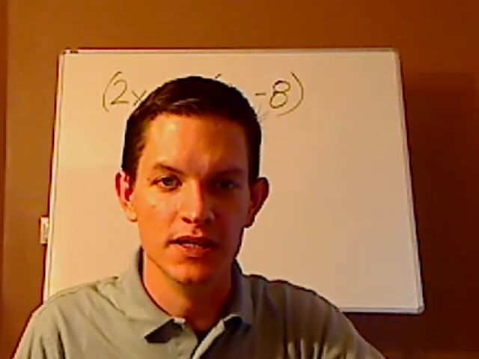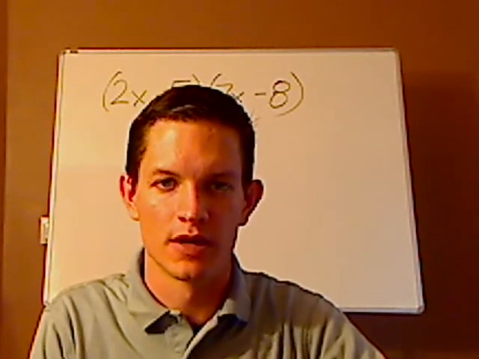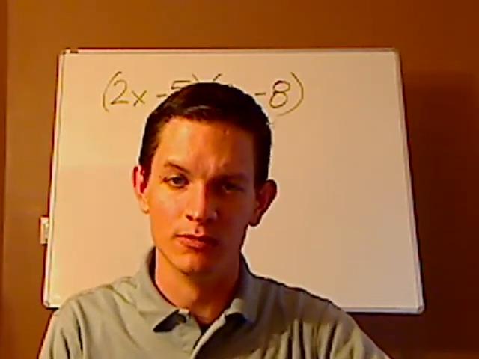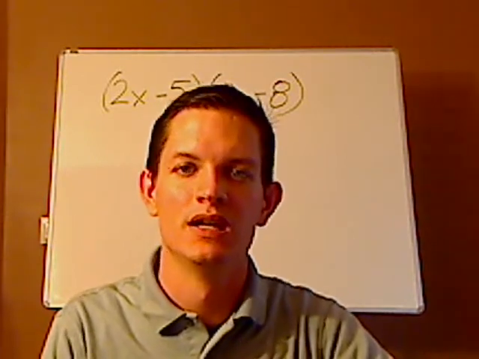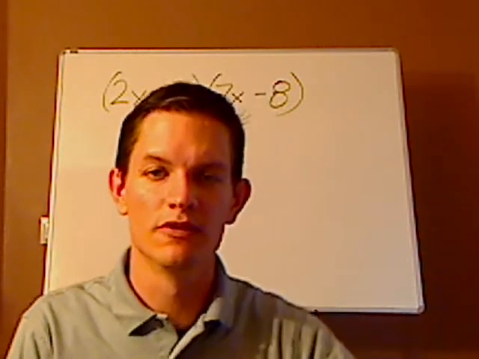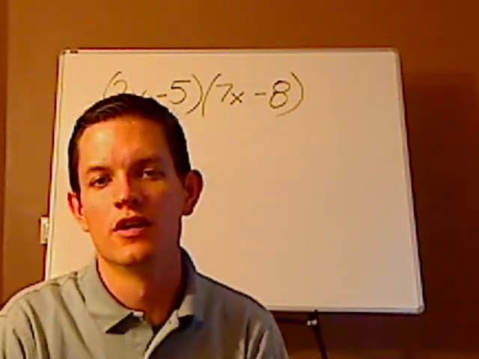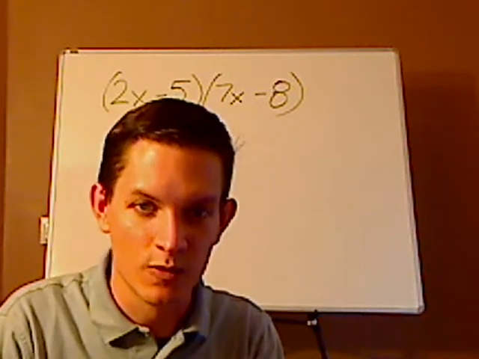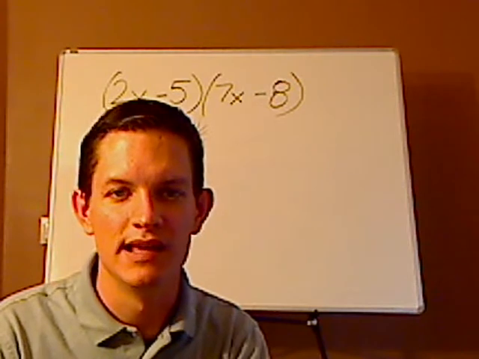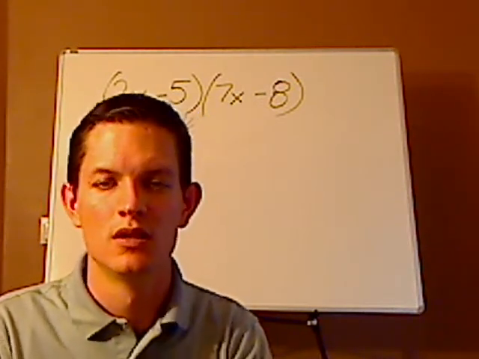Hi, I'm JD, and what we're going to be doing today is specifically what's called the foiling method. The foiling method is when you have two binomials, and they have to be binomials, and you're multiplying them together. The foiling method is very important because you're going to be doing the backwards of foiling when you factor. And that's useful to know because then you know how to check yourself.